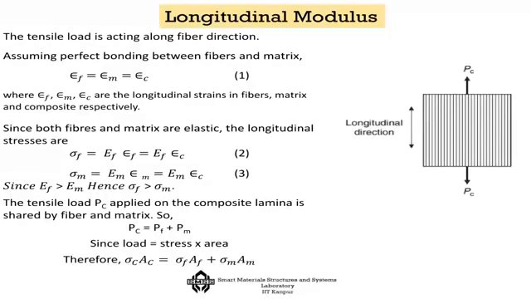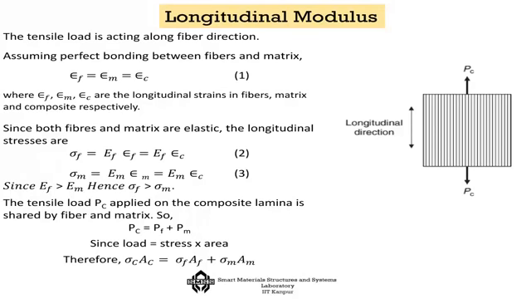So we can say here that epsilon f equals epsilon m equals epsilon c, and the load is shared between the two, that is, Pc is Pf plus P matrix. This is how the load is shared between the two. Now in terms of the stress, if I want to define each of these loads, how do I do it? Pf is nothing but sigma f Af, and sigma f is actually Ef epsilon f, and since epsilon f equals epsilon c, you can also write it as Ef epsilon c.